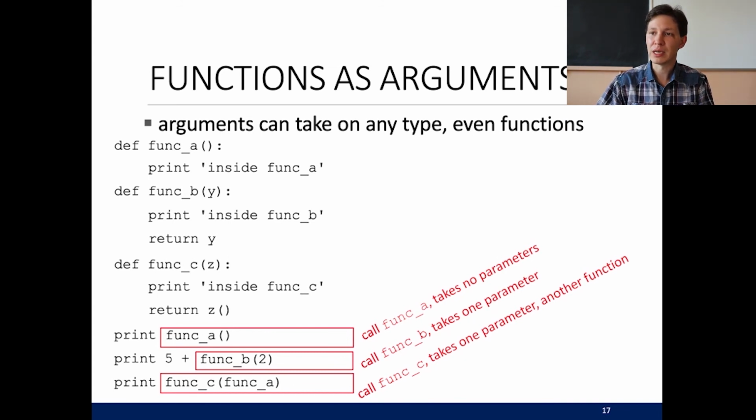Function arguments can take on any type, even functions. There are 3 functions in our next example. Func A accepts no arguments, func B accepts 1 and returns it back, and func C accepts a single param and does an interesting thing. It tries to invoke whatever is passed in and returns the result of the invocation.